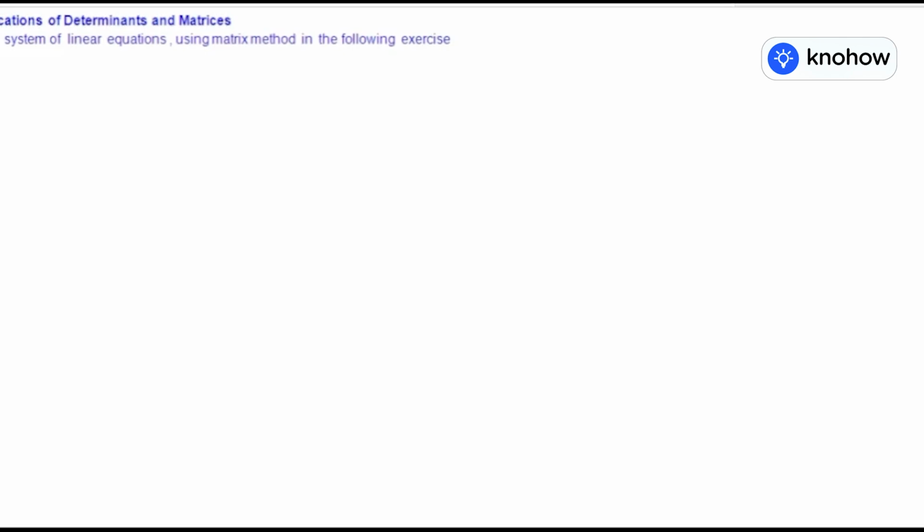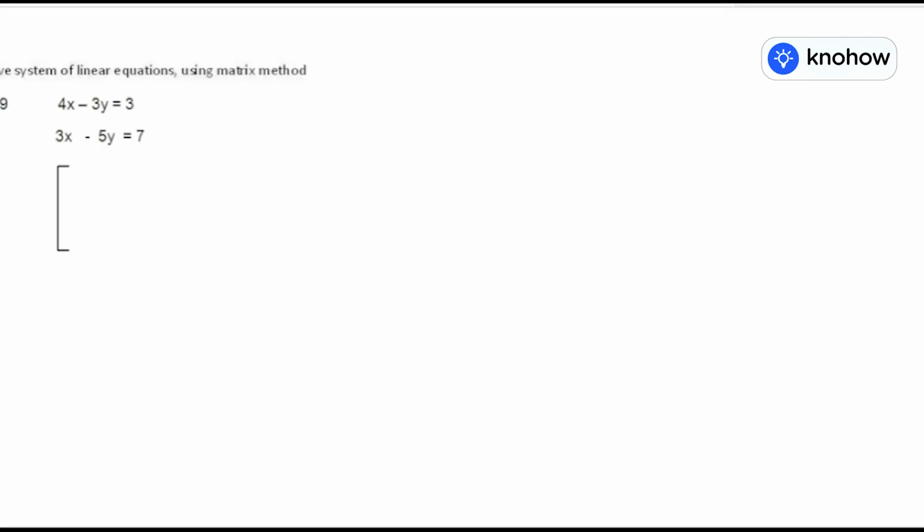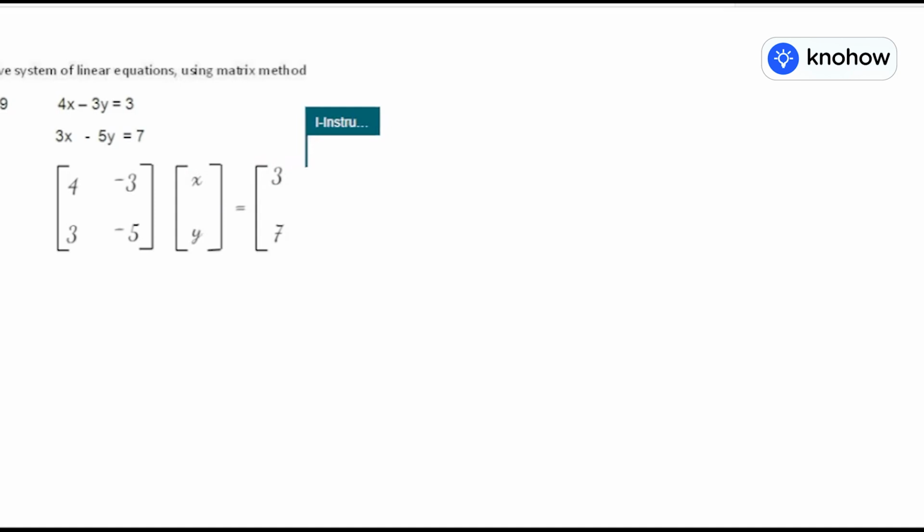Solve the system of linear equations using matrix method. So first we put the given system of linear equations in matrix form: 4, 3; minus 3, 5, multiplied by the variable matrix xy, equal to the constant matrix 3, 7.